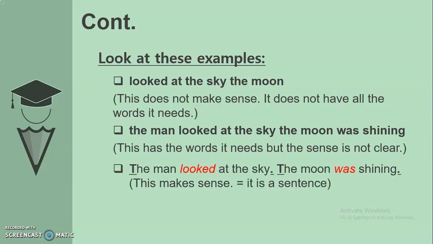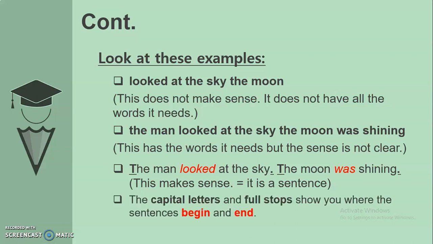This is how we can edit and make it a sentence. The man looked at the sky. The moon was shining. Here we have a sense, and that is a sentence. It creates a meaning. As you can see from the sentence, the capital letters and the full stops show you where the sentence begins and ends. It is important to understand.